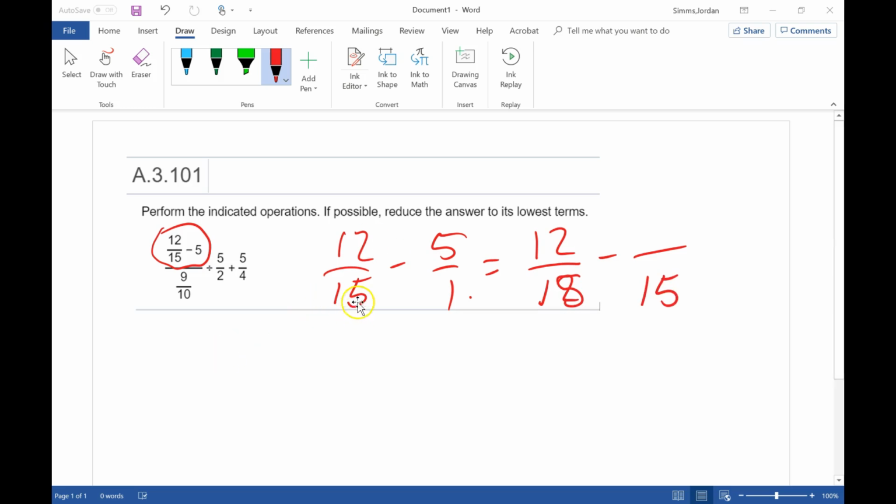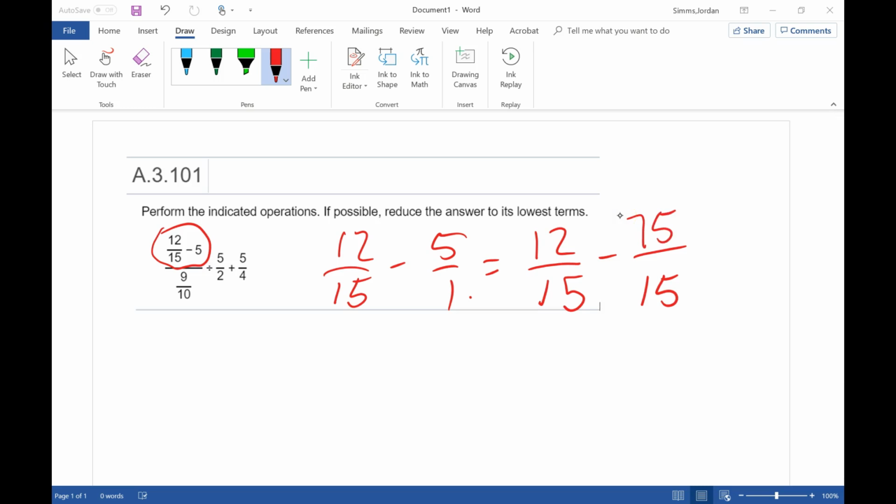So what we can do, a quick way to find the common denominator, I should erase that 15. That's awful. So what we can do, a quick and dirty way is to multiply the denominators. So 15 times 1 is 15 and 15. And then we just cross multiply down to create our common denominator. So here, 12 times 1 gives us 12. 5 times 15 is 75.